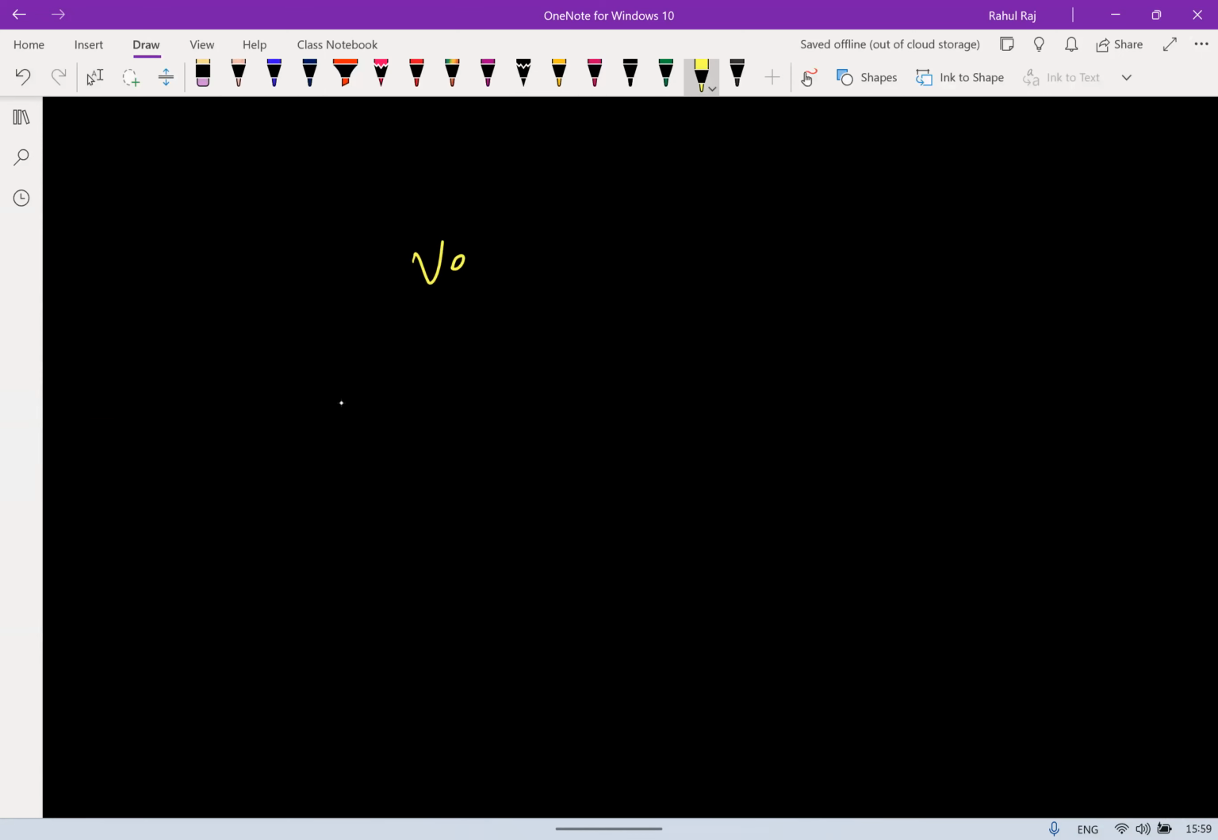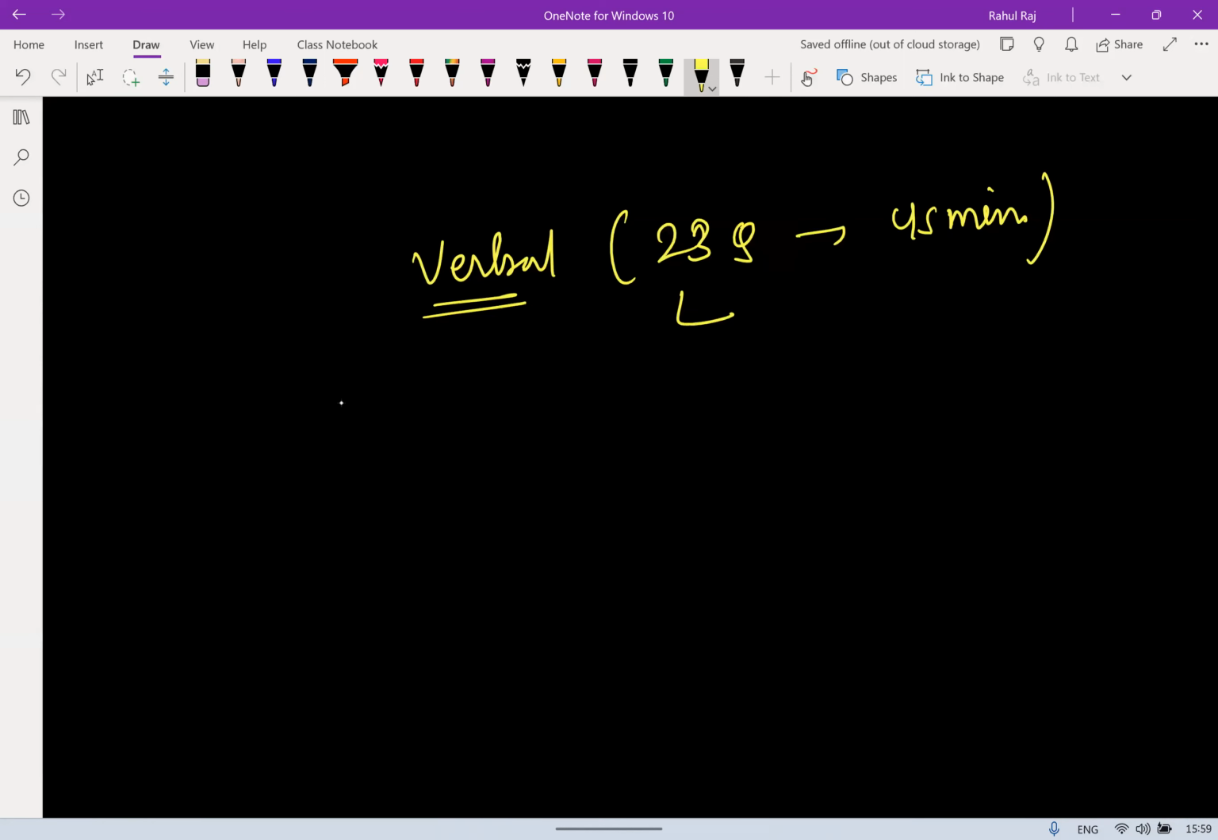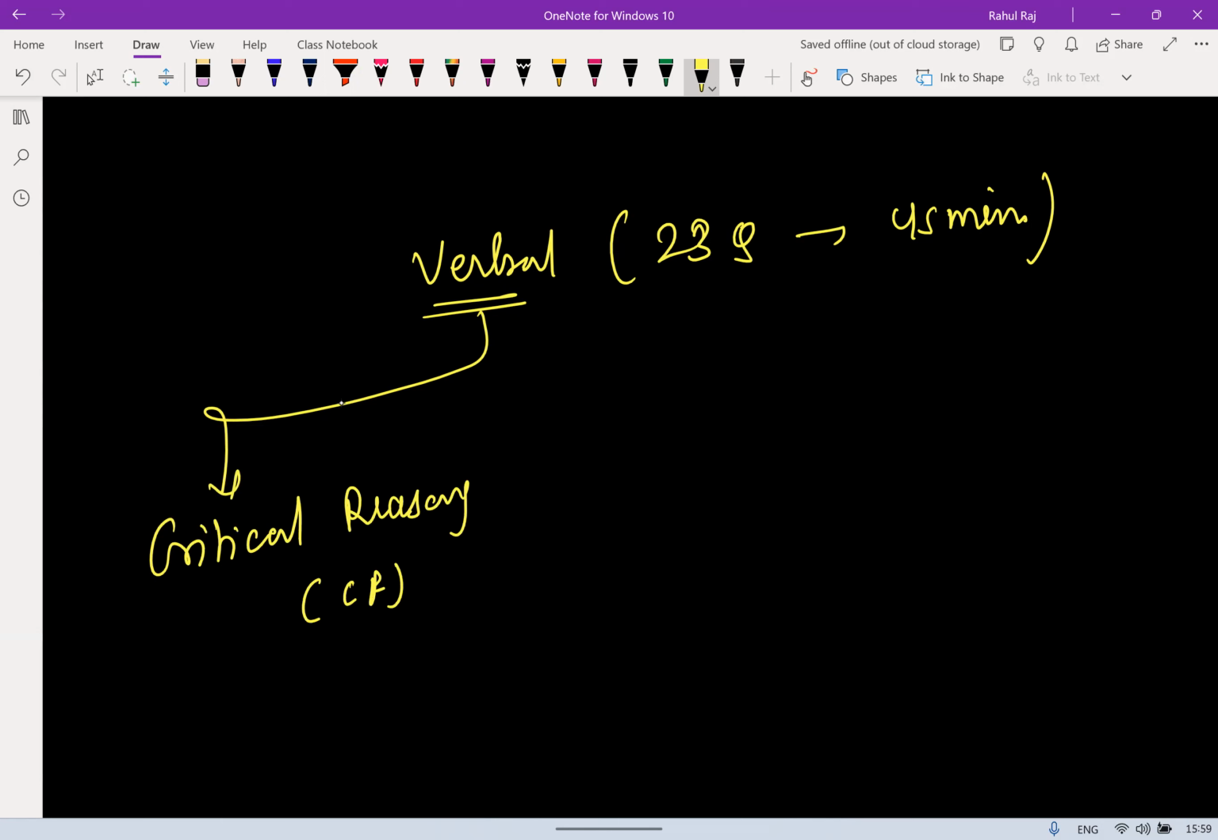So see here. In verbal, we'll have, guys, 23 questions in the exam, and you will have 45 minutes. So we'll be getting 1.67 minutes per question. That's all. Nothing more. Out of these 23 questions, there are only 2 things that are asked in GMAT verbal. One is critical reasoning, that is called CR. And the other is reading comprehension.